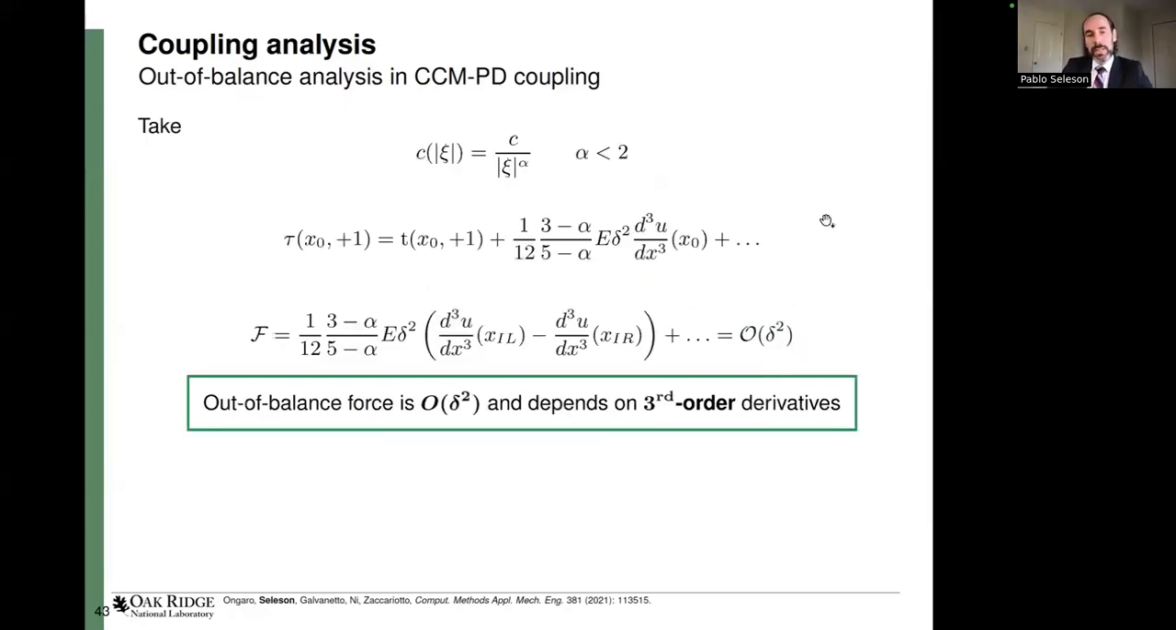Now, in order to describe the discrepancy in more detail, let's look into a particular family of micromodulus functions. So now we can expand the non-local traction as the local traction plus additional terms. And if we plug this back into the expression for the total force, what we obtain is an expression where the leading term depends on delta square and the third order derivatives. So if you remember, comparing to what we got in the model discrepancy at the beginning of the presentation, which was order of delta square and dependent on fourth order derivatives, here the model coupling error for the out of balance has an O delta square error and depends on third order derivatives.